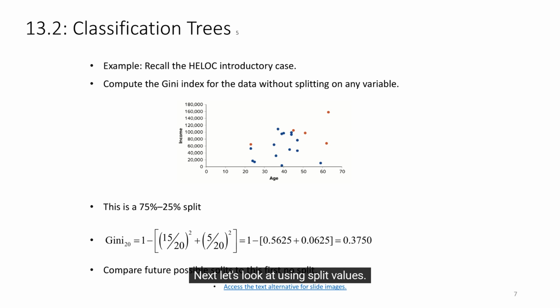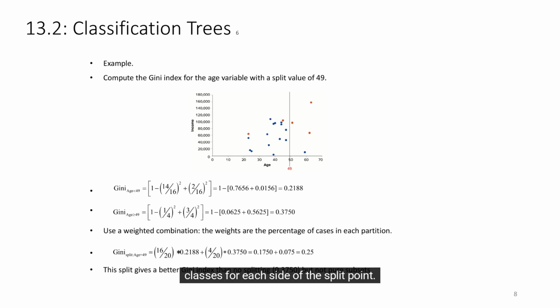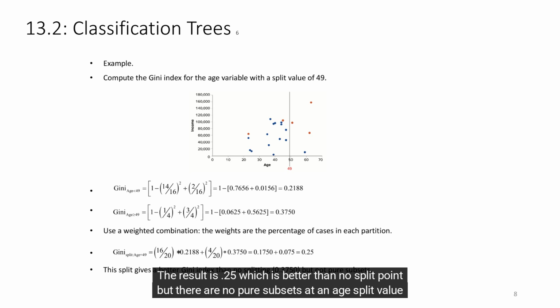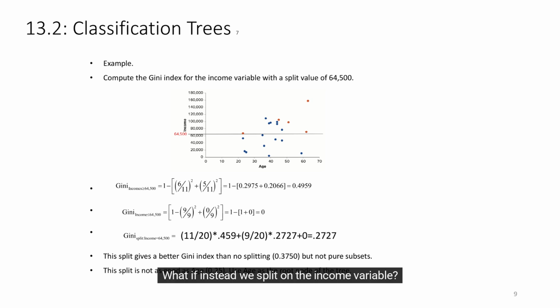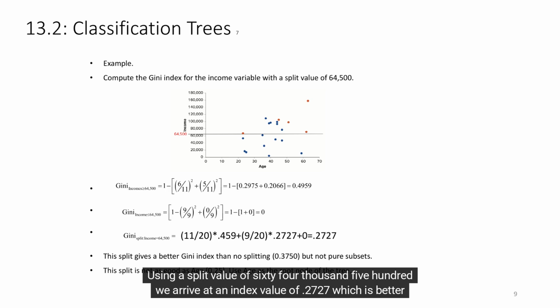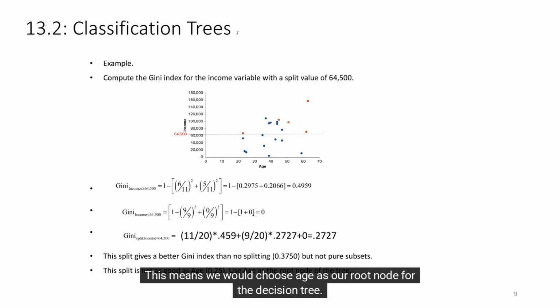Next, let's look at using split values. When we split on the age variable at a value of 49, we again count the points in each class and across classes for each side of the split point. The result is 0.25, which is better than no split point, but there are no pure subsets at an age split value of 49. What if instead we split on the income variable? Using a split value of 64,500, we arrive at an index value of 0.2727, which is better than no split value, but not as good as the 0.25 value we saw when we split at age 49. This means we would choose age as our root node for the decision tree.